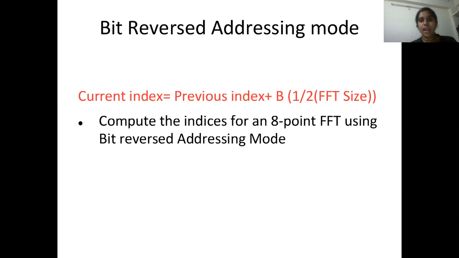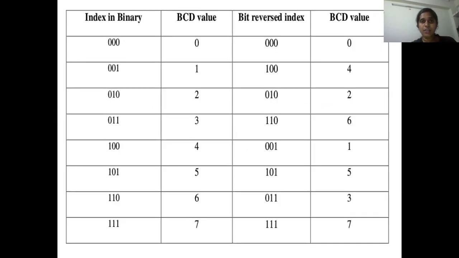If we compute that for an 8-point FFT, let us have a look at it here. This is the general representation. The index in binary, nothing but the BCD value for it, is 0. This is the normal natural indexing. And coming to the right side, we have the reverse bit addressing indexes. This is the input index and that is the output index, which is what we have seen just now. By using that formula, current address equals previous address plus half of the FFT size, that we are going to implement here, and you will get the data in this way.